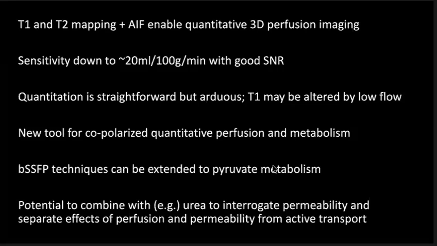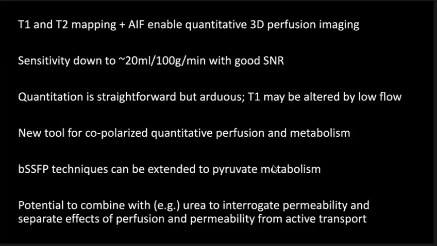As I said, the quantitation is straightforward but arduous, and so we need Fenn and Matt Rosen and others to cook us up a tracer with a longer T1, right? If you had a T1 of a couple of minutes, you wouldn't be worried about any of that. You just measure at a low tip angle and you would be done, right? And T1 would give you flow. We'd like to explore this, co-polarized with pyruvate so we can get perfusion and metabolism at the same time. We'd like to push these BSFP techniques into pyruvate metabolism.